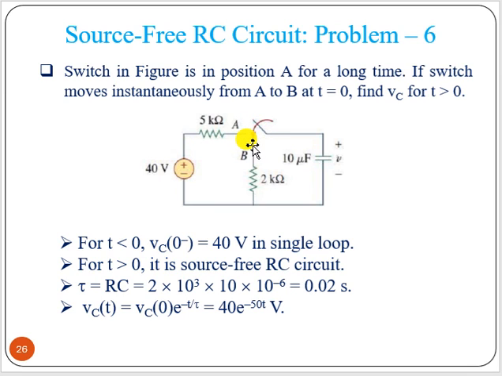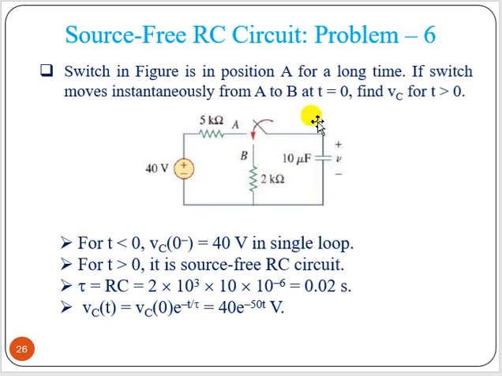If it moves to point B, what happens? It will discharge through the 2 kilo ohm resistor. So we have to find out Vc. Now for t less than 0, what happens? It is connected across this point, that means 40 volt, 5 kilo ohm and 10 microfarad. For a DC circuit, the capacitor is open circuited, so the voltage across it is nothing but 40 volt, because no drop will be there as no current is flowing due to the open circuit. So Vc(0-) is 40 volt.